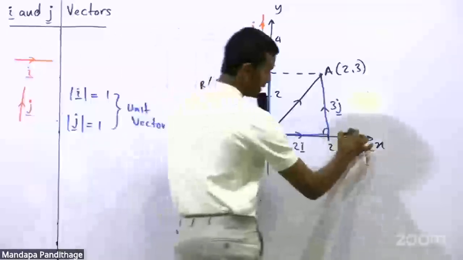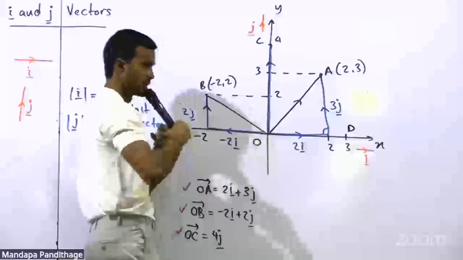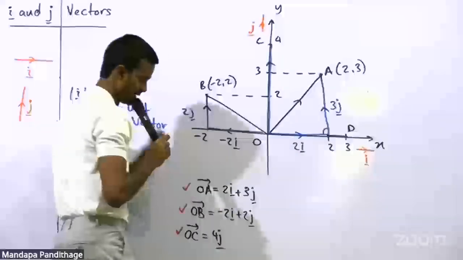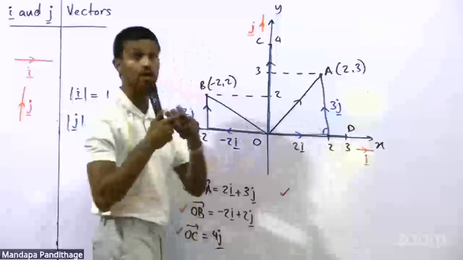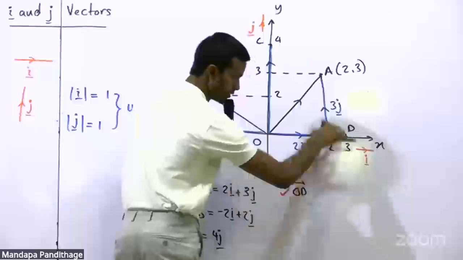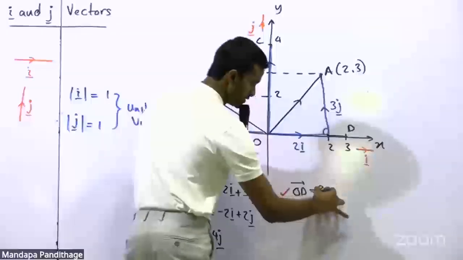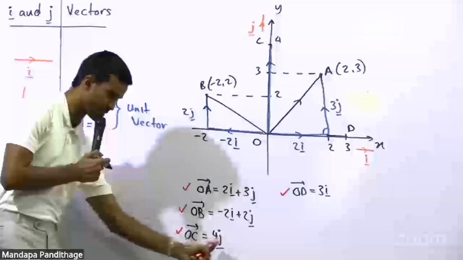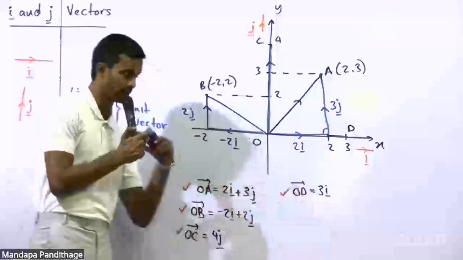Let's write one more point. I'm having 3 here. The point is D. So tell me, what can you say about vector OD? It's 3I. You don't need the support of J. The vector OD has magnitude 3 and the unit vector is I, so that is equal to 3I. So it's clear that vertical vectors can be written in terms of J, and horizontal vectors can be written in terms of I.